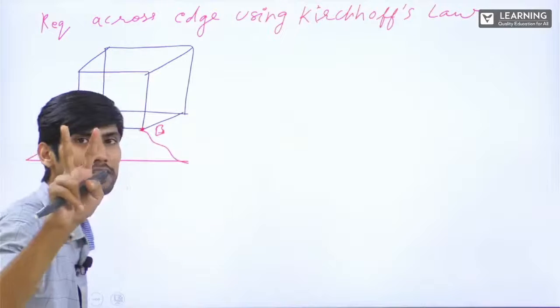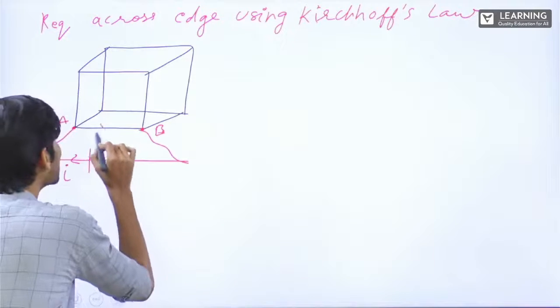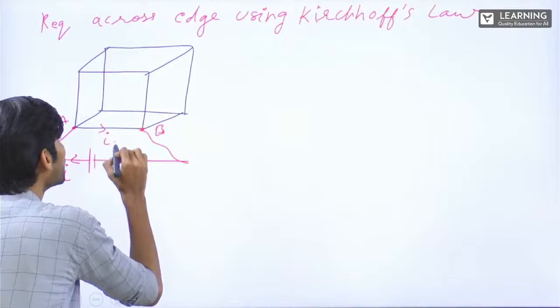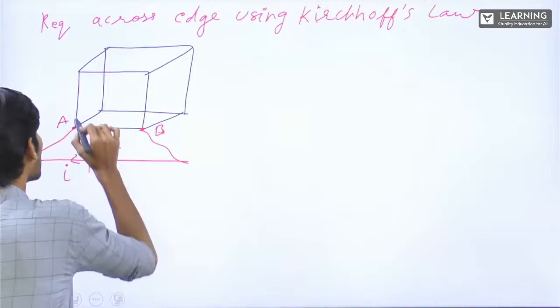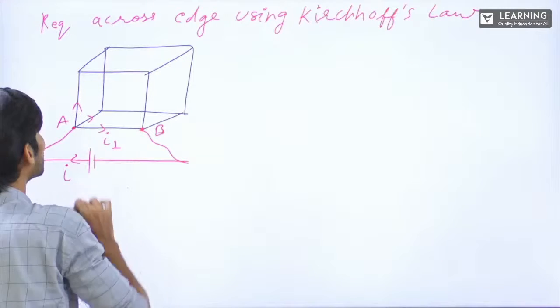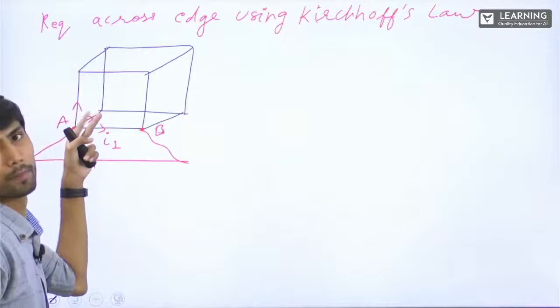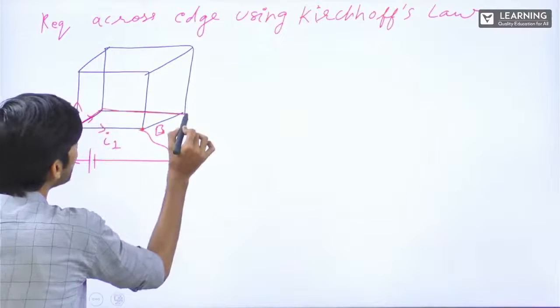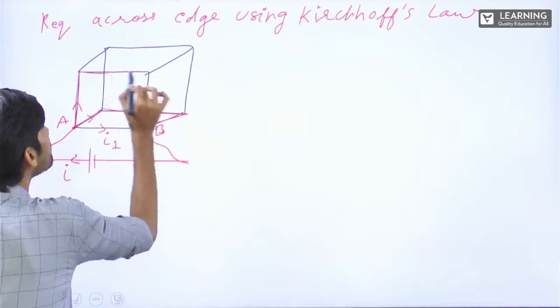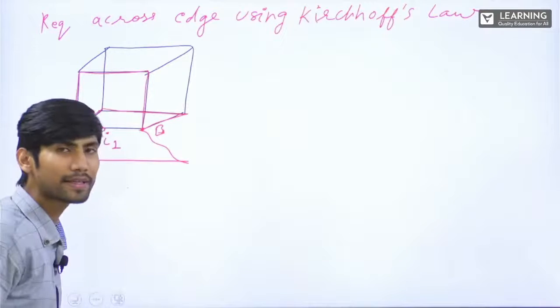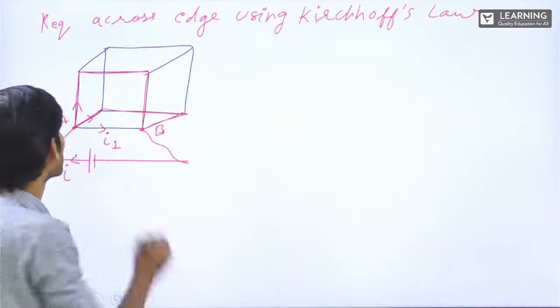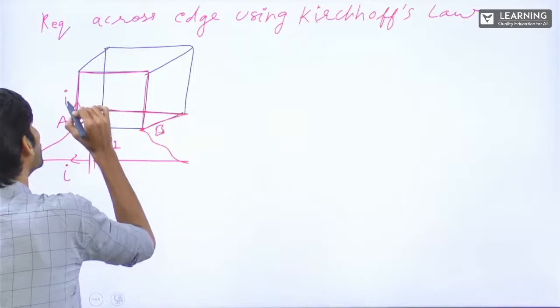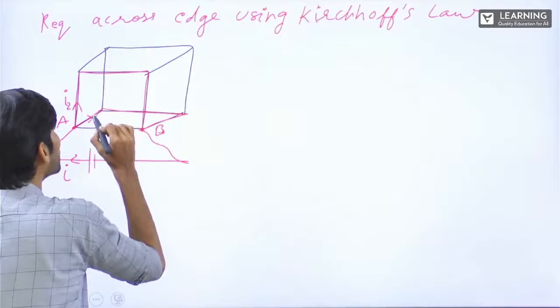So now current will be distributed as here there will be some current, let's say I1. Here there will be some current, but the current in these two will be the same, because either I choose this path or this path, for me reaching B is the same distance. So here the current will be I2, here also it will be I2.